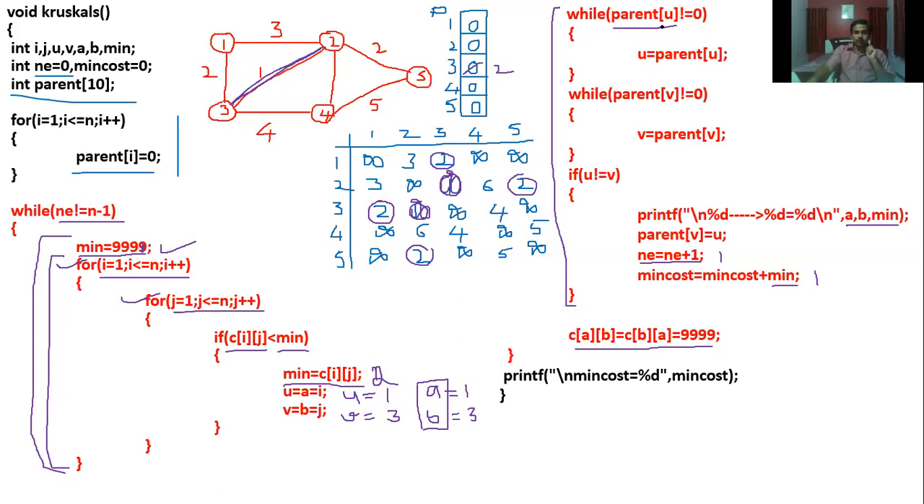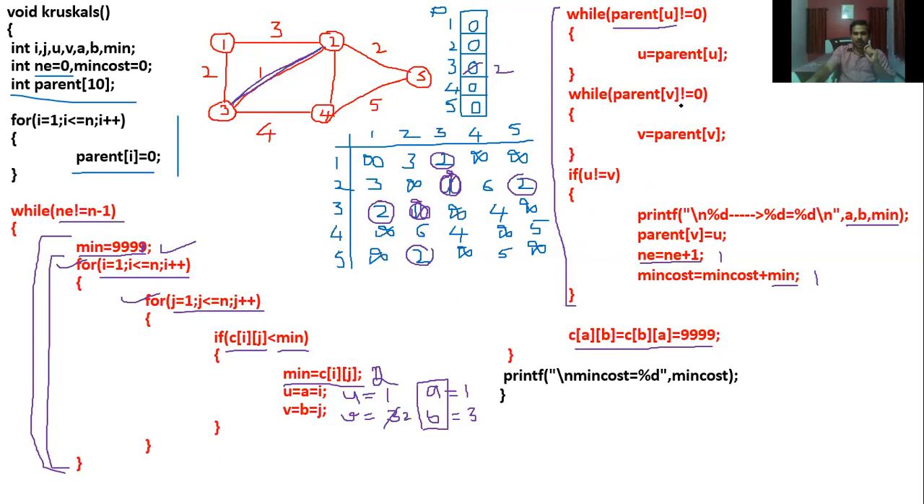Next, parent of u. What is u? 1. Parent of 1 is 0. It's isolated actually, a disjoint one. I think if you look at my theoretical materials, it will be much clearer. Parent of 1 not equal to 0? It's 0, so the condition is false and it comes out. Parent of v, parent of 3. Who is the parent of 3 now? Parent of 3 is 2. You can see over there.